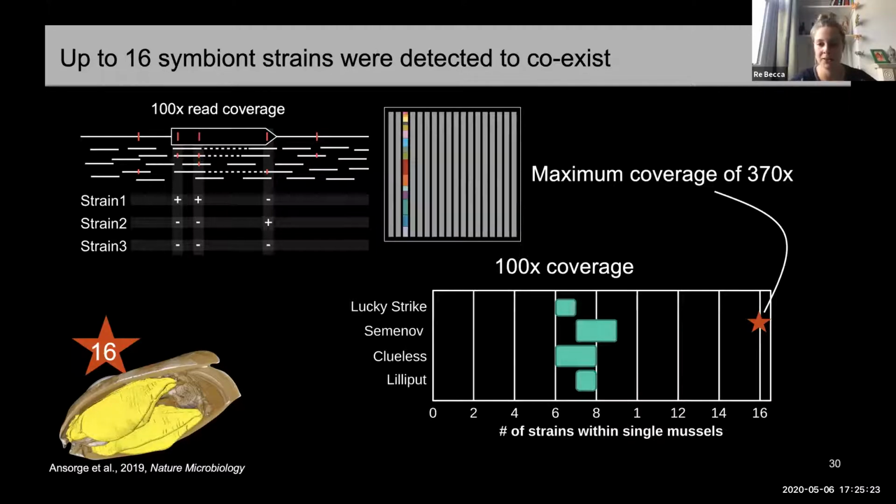a mutualistic symbiosis. However, when we took also the libraries that had a higher read coverage and used that higher read coverage with the same type of analysis, we saw that we could increase our sensitivity and detect even more strains within single host individuals. And we detected up to a maximum of 16 strains within a single host. So of course this was coverage dependent, and if we had higher coverage, we might even detect more strains in there. So this is up for future studies to see.